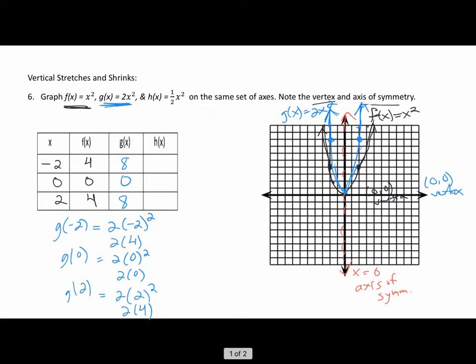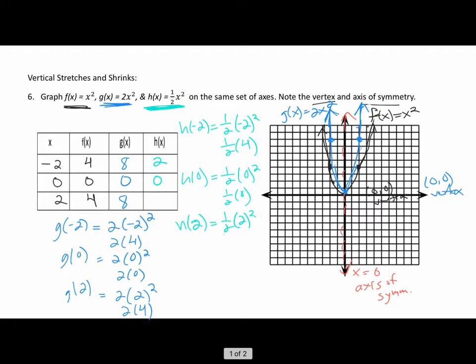Then we want to look at the last function. h of x is 1/2 x squared. So h of negative 2 is half of negative 2 squared, which is half of 4. So that's 2. h of 0 is half of 0 squared. So half of 0 is still 0. And h of positive 2 is half of 2 squared. So half of 4 is 2. So we graph that on the same set of axes here. That's going to be negative 2, 2, positive 2, 2. So it's going to go out like this.